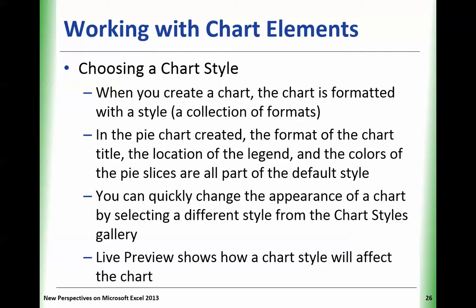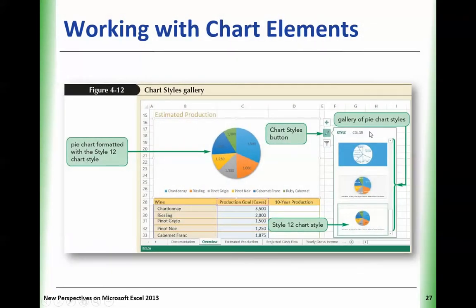In the pie chart created, the format of the chart title, the location, the legend, the colors of the pie slices are all part of the default style. You can quickly change the appearance of charts by selecting different styles from the Chart Style Gallery. You can see the Chart Style Gallery has a little paintbrush, and there's different styles. You can do it without color. If you're printing black and white, you can add color. You can add styles of writing.